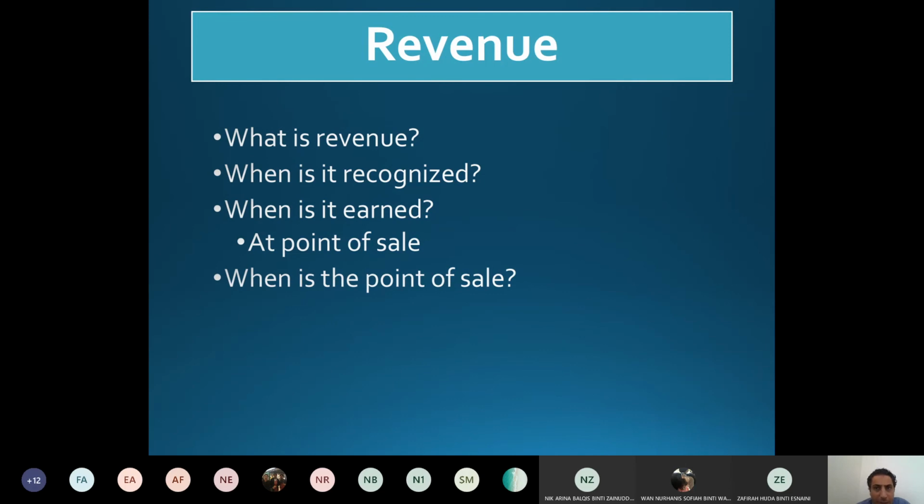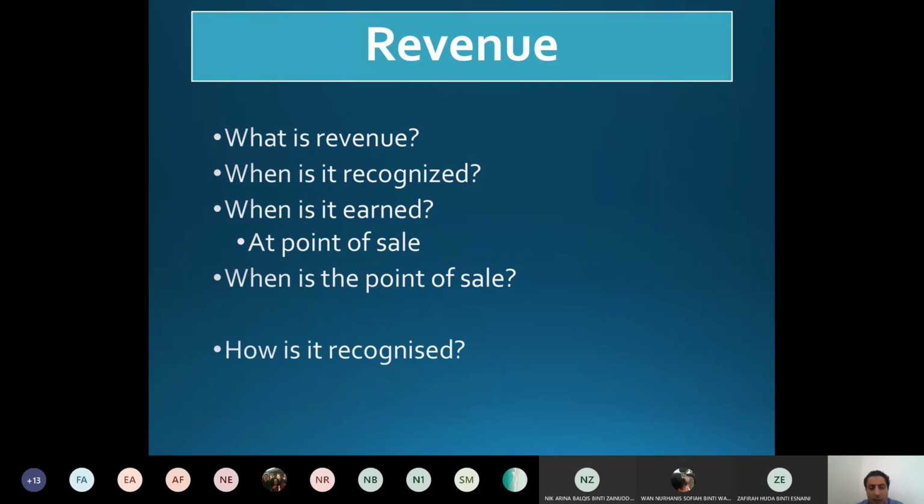When is the point of sale? Because we have 2 points of sale. We have FOB destination and FOB warehouse. It means the company's own warehouse. So should we recognize it when we deliver, when we send the goods, when the goods go out from the company, or when the goods are received by the customer? So it depends, because we have 2 types of FOB. According to the agreement with the customers, we will recognize the income.